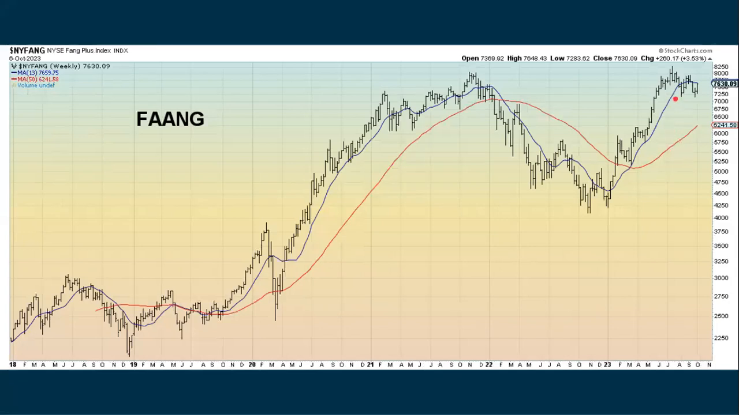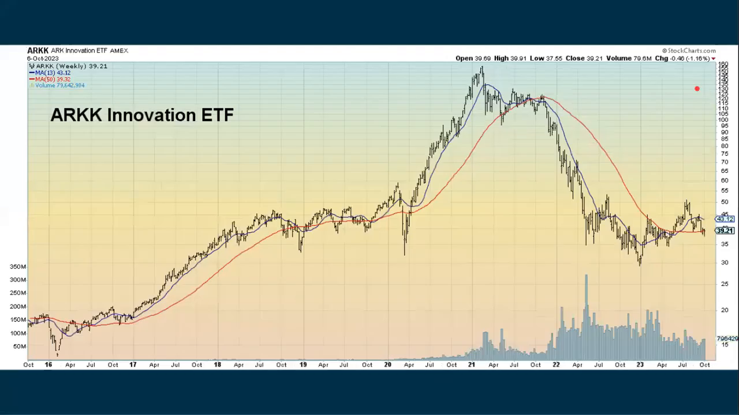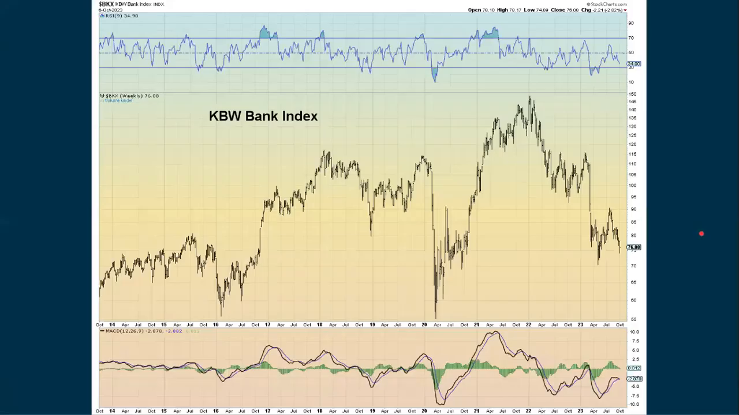And the FANG index has come right back up to this blue line, the 13-week moving average. That equates to the 50-period moving average, and we closed just about at that same spot on the daily charts. ARC, which has generated a recent golden cross, but then is seeing a lot of weakness, it's coming right back up to its 50-week moving average.